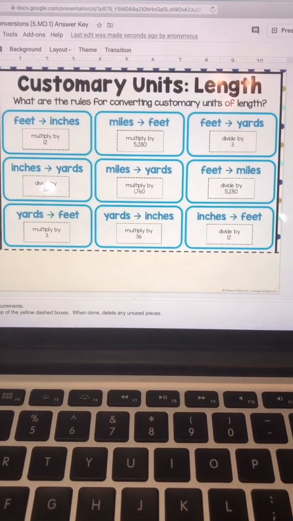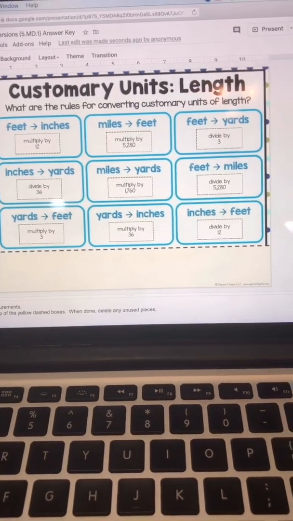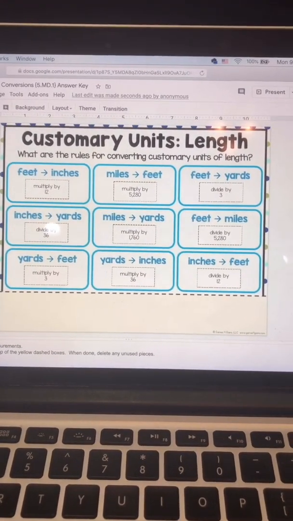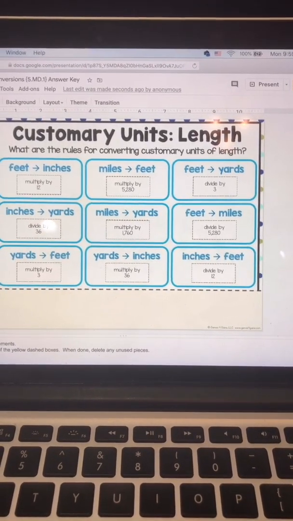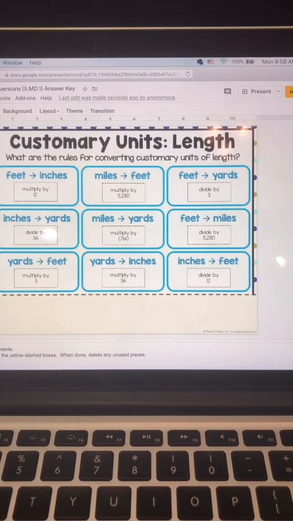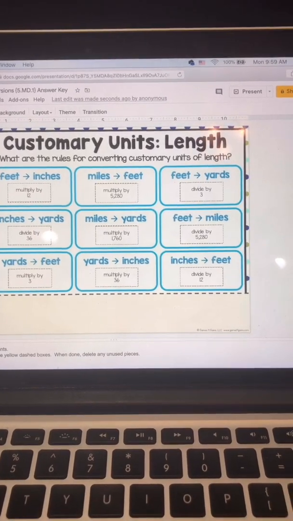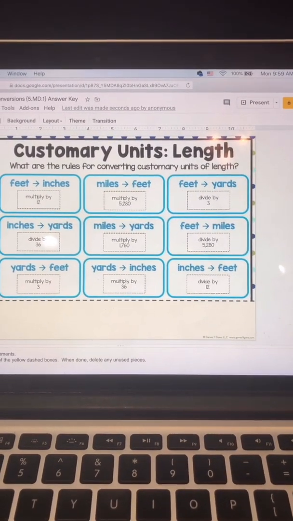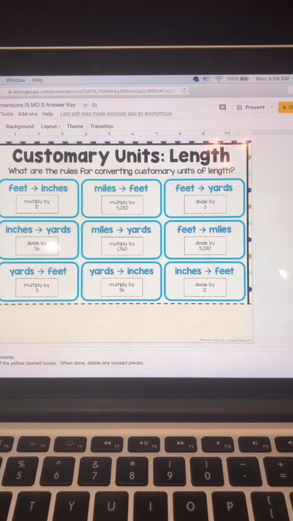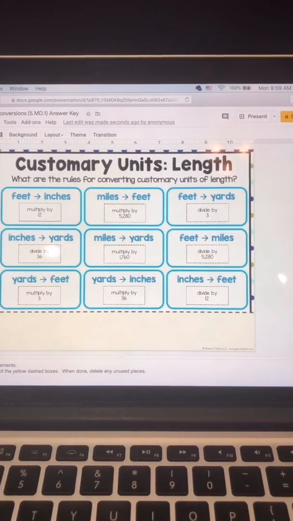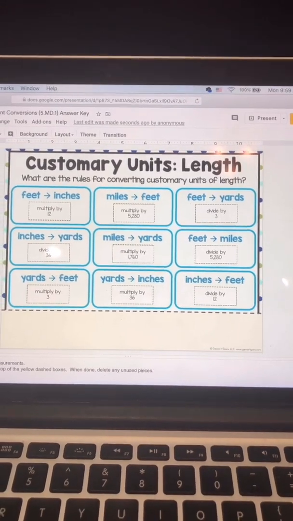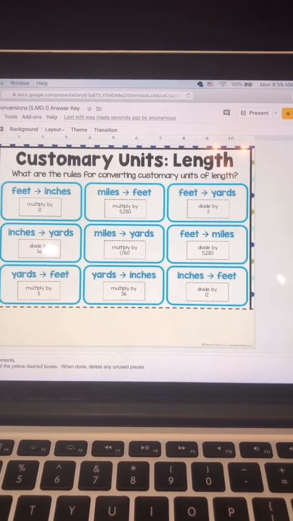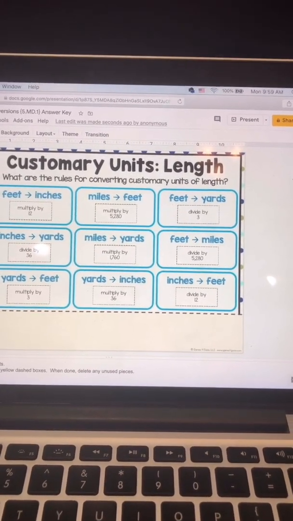Hey guys, I just wanted to help you guys out. Slide 2, here are the answers. When you are going from feet to inches, because feet are larger than inches, you're multiplying by 12. Okay? Miles are larger than feet, so therefore we're going to multiply by 5,280. So if you're having trouble with the conversions, the proportions that we did earlier, you can use this to help you get the answers.